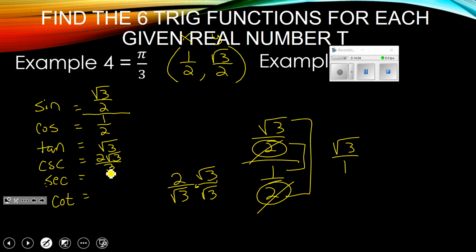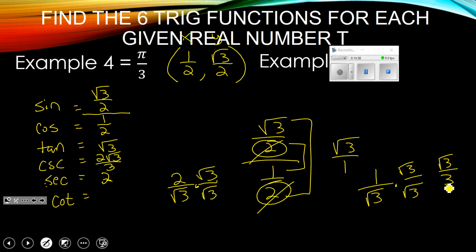Okay, so the secant is the reciprocal of cosine, so it'd be equal to 2. And then the cotangent is the reciprocal. Now there's a couple different ways you could do this. You could just say the cotangent is the same thing as the reciprocal of tangent, which would be 1 over square root of 3, which would be square root of 3 over 3, once you rationalize it.